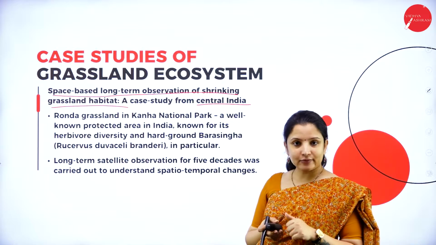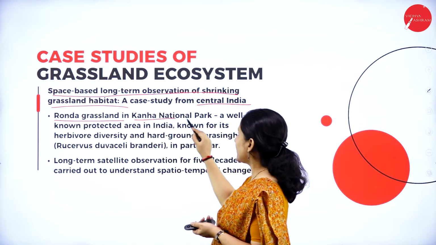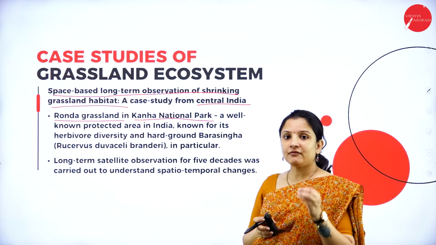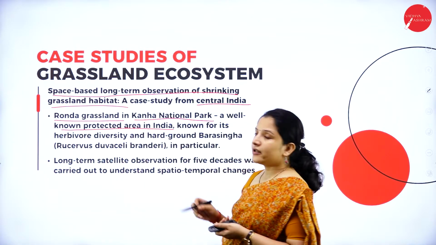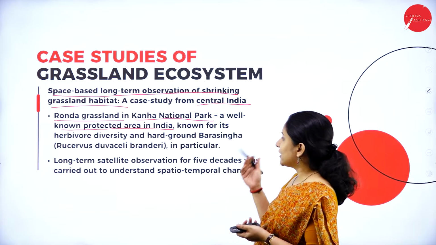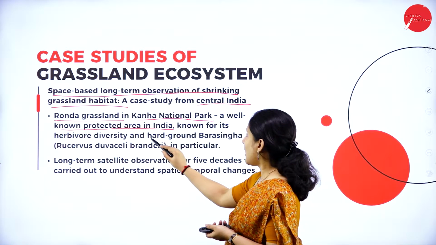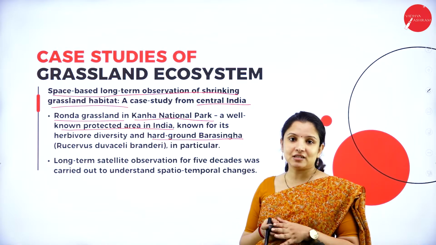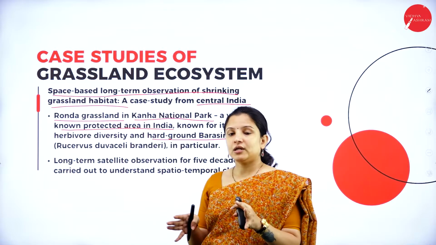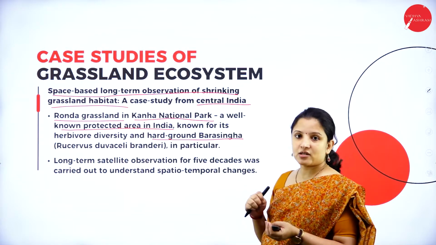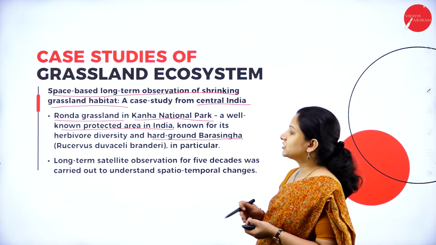Here a grassland was selected, that is Ronda grassland, which is present in Kanha National Park, a very well known protected area in India. Kanha National Park is well known because it has a lot of herbivore population and also the hard ground Barsingha. Barsingha is a deer actually. The Barsingha population is particularly high in Kanha National Park because it is a grassland. So they chose this area for study.